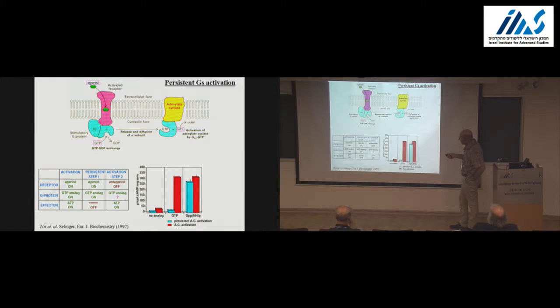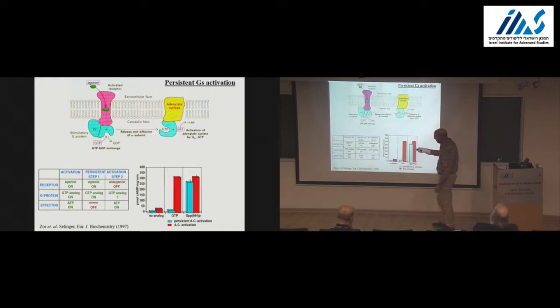In the second assay that we call persistent activation, we divided it into 2 steps. So the first step, we put on the membranes the agonist, so the receptor is turned on. We put the GTP analog, so the G protein is loaded, but we don't put the ATP, so there is no cyclic cAMP production. So the system is like waiting for us to put the substrate.